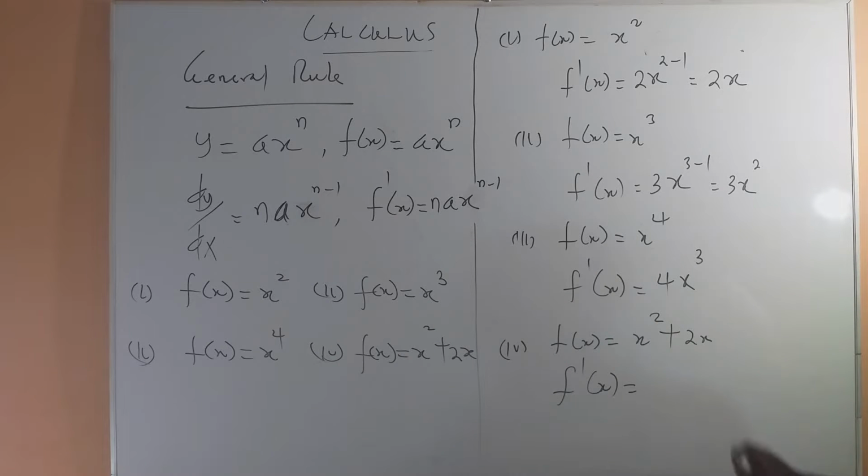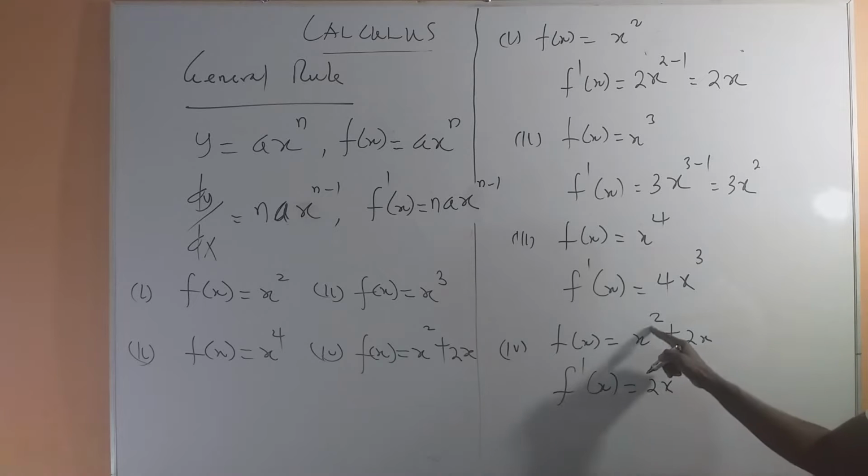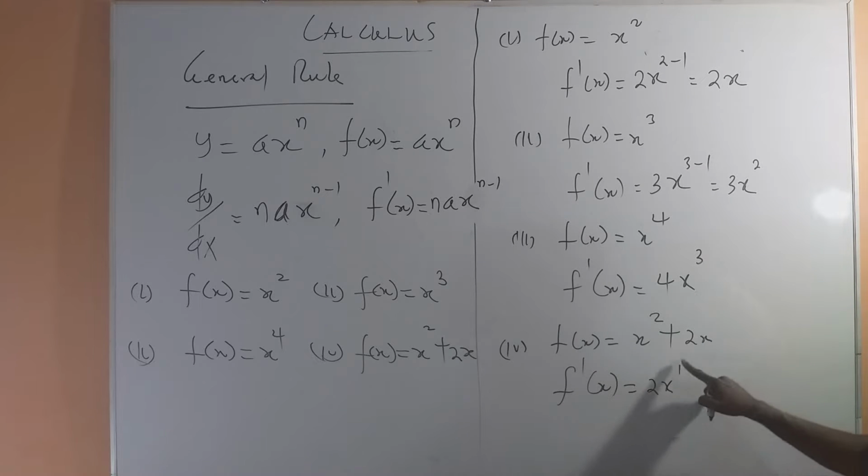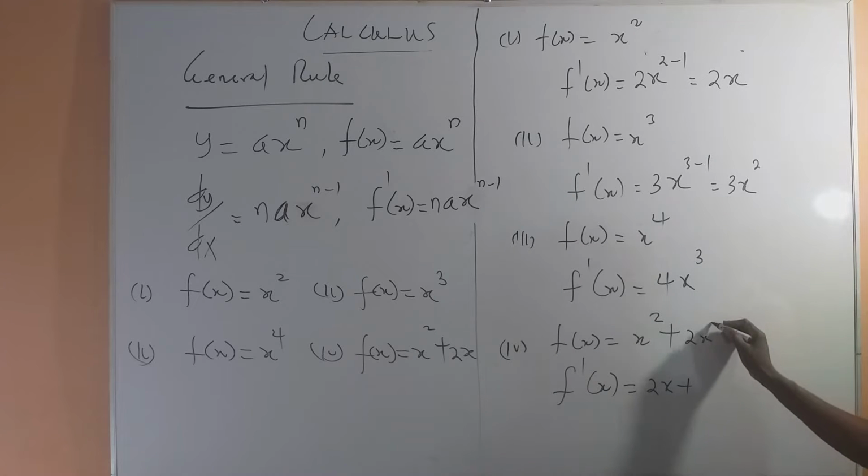So 2 times 1 will give us 2x, subtract 1 from the 2 will give us 1. So it's no more there again. Then plus this, take note that in 2x, this x has exponent 1, but x raised to the power 1 is the same as x. That's why the 1 cannot be seen.